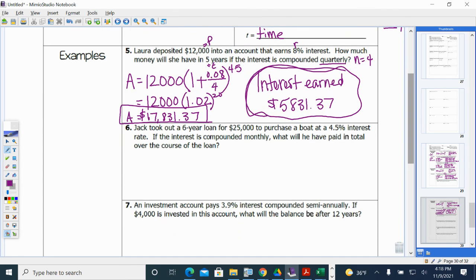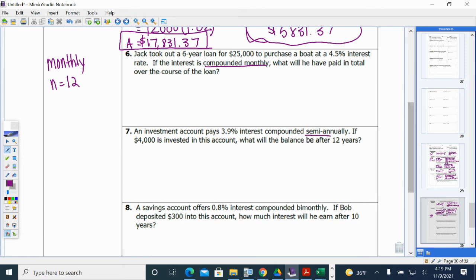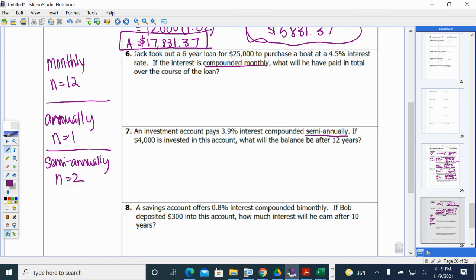The vocabulary on these word problems may be what gets to you. So when it says something like compounded monthly, that means N is equal to 12 because there are 12 months in a year. When it says compounded semi-annually, so let me start with annually. Annually means that N is equal to 1 time per year. So semi-annually means that that's going to happen twice in a year. On number 8, compounded bi-monthly means 2 times per month. So bi-monthly, how many times in a year? N would be equal to 24.